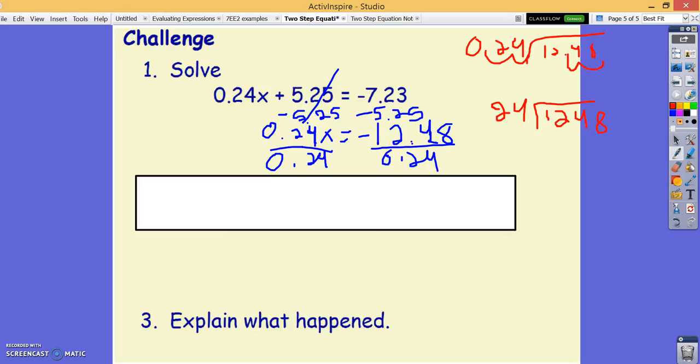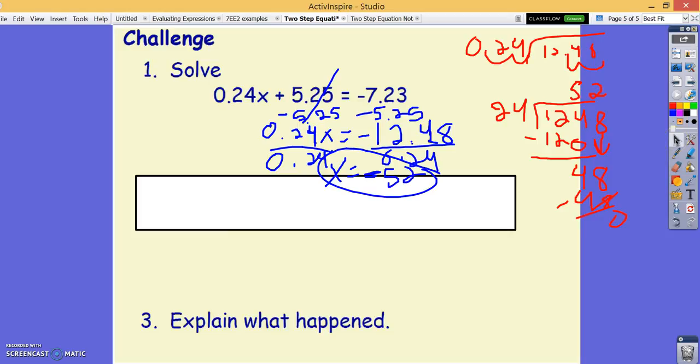24 does not go into 1, does not go into 12, but it does go into 48. And it will go in 5 times. 5 times 24 is 120, so I'm going to subtract 120. 124 minus 120 is 4. Drop down your 8. And then 24 goes into 48 2 times with no leftovers. Which means that my answer here would be x equals negative 52.